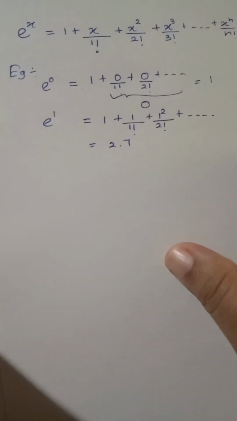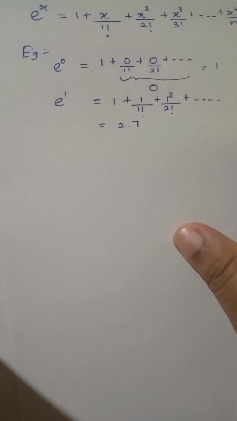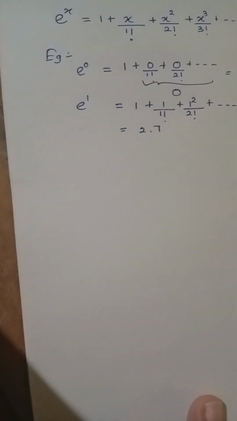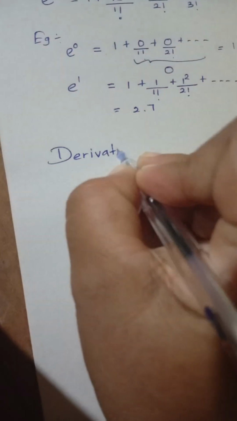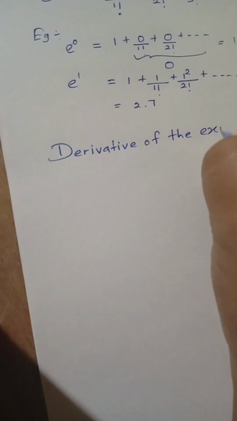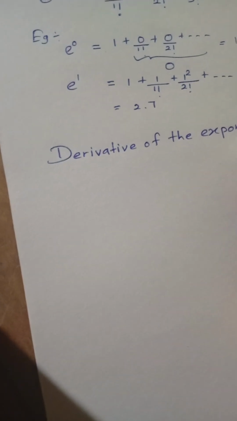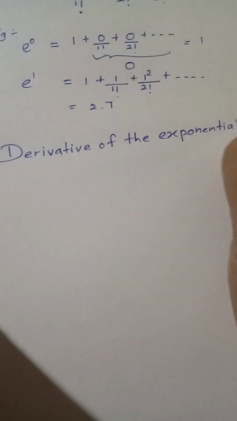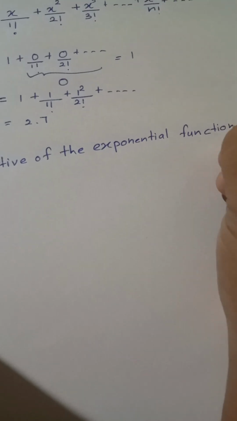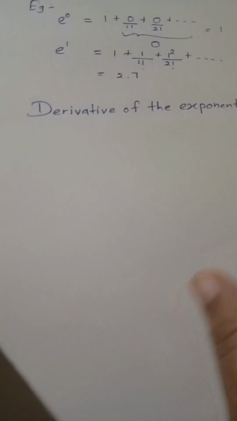Then here mainly we are focusing on the differentiation of e to the power x. Let's find out what is the derivative of exponential function. Derivative of the exponential function. Okay, here I am going to find out the derivative of the exponential function from our first principle.